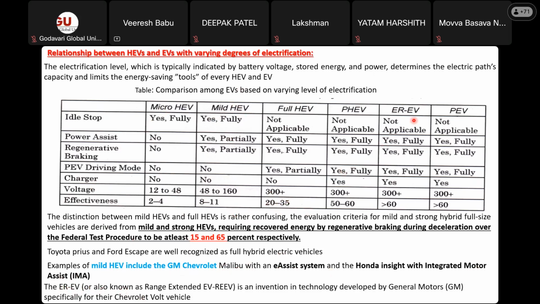It is a fully plug-in electric vehicle, but it will also have a gasoline power arrangement. When your battery is exhausted and needs some time to charge, it can be propelled with the help of the gasoline engine. The gasoline engine is used for the extension of the drive range. That's why this is called a range extended electric vehicle.